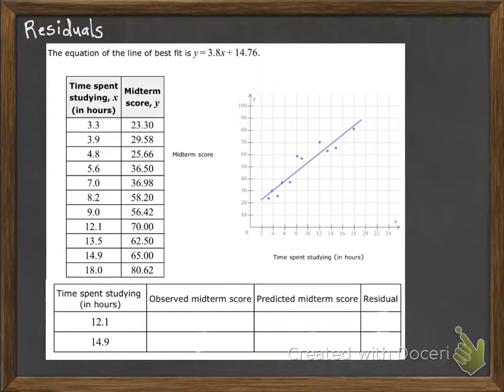We're going to find the residuals by comparing the observed score and the predicted score. The predicted score will come from the equation that we predict, and the observed score will come from the table where we have the actual values. Let's find the observed scores first. For somebody who spent 12.1 hours studying, their observed midterm score was 70.00. And for someone who spent 14.9 hours studying, their score was 65.00. Remember, observed comes from the table.